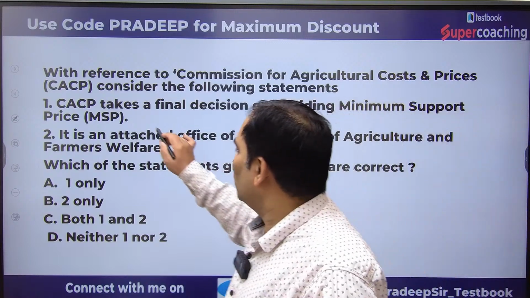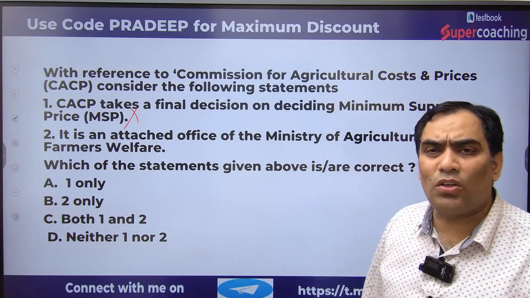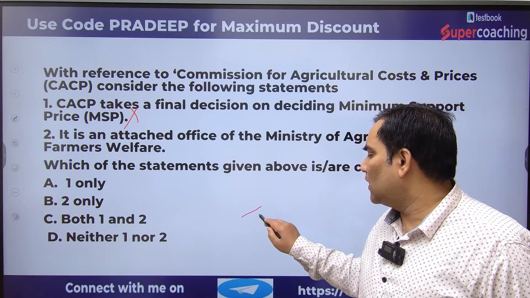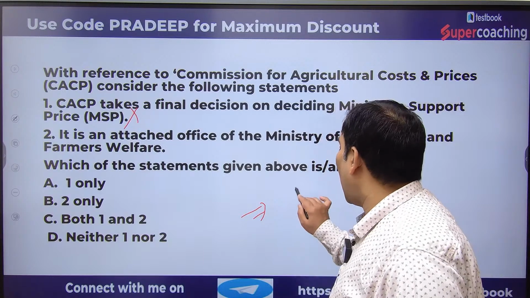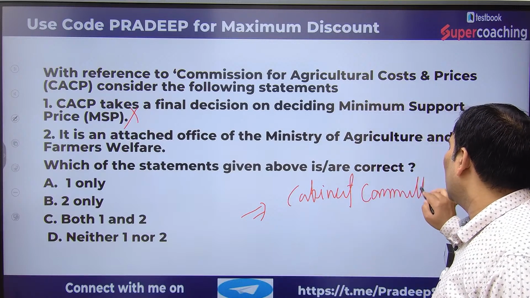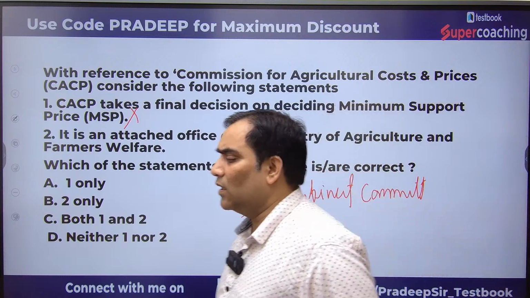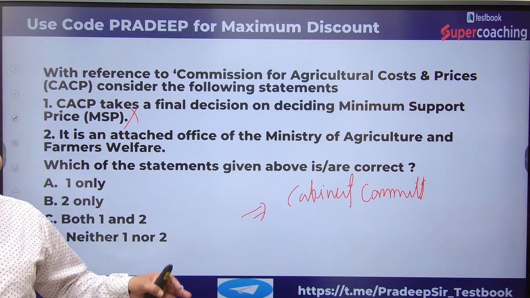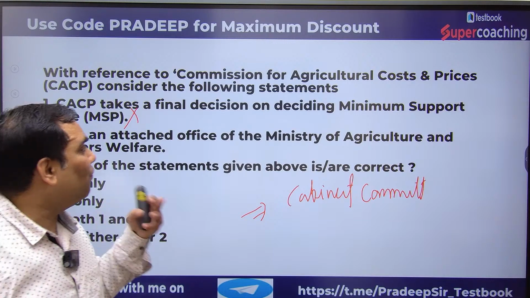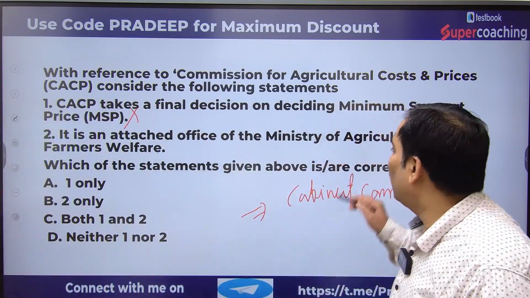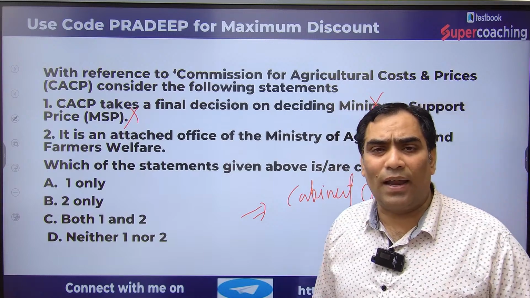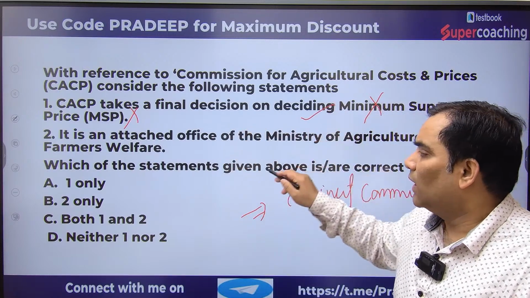First statement is wrong, because it is not CACP which takes the final decision on minimum support price. Rather, it is the Cabinet Committee on Economic Affairs, which is presided over by the Prime Minister. The Prime Minister is chairperson of the Cabinet Committee on Economic Affairs, and this committee is the final decision making authority on the minimum support price. Second statement is correct.